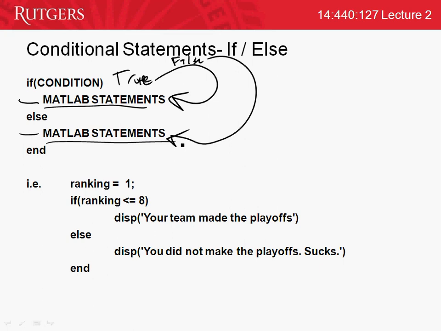So here we can do an example. Let's say ranking's 1. And we'll just pretend we didn't know that. If ranking is less than or equal to 8, display the team made the playoffs. Otherwise, else, say you did not make the playoffs, sucks. Right? So this is, I guess, what you would call the Devils option, and this is what you would call the Rangers option.